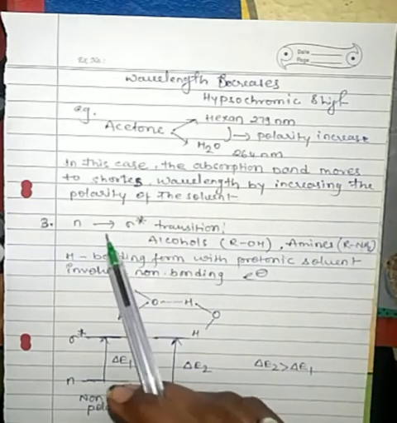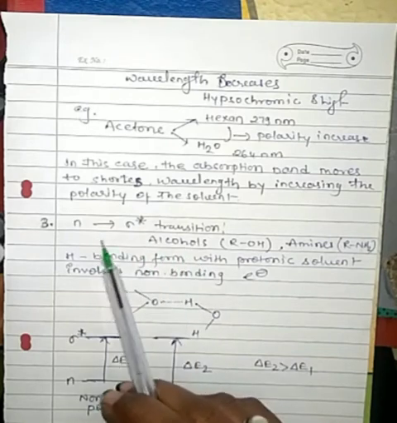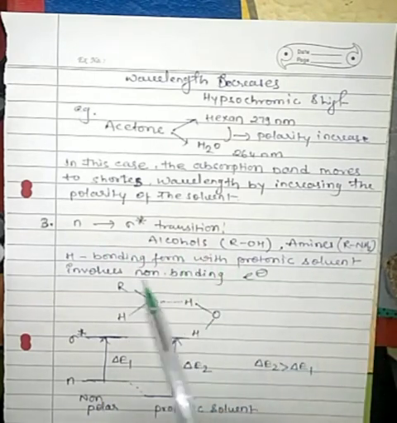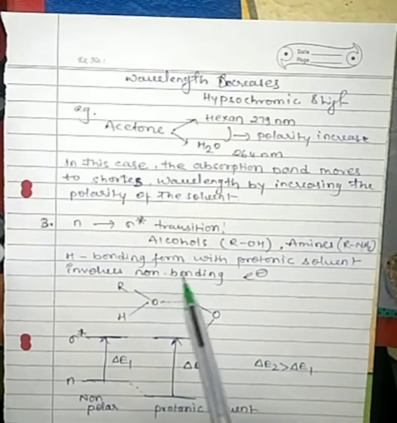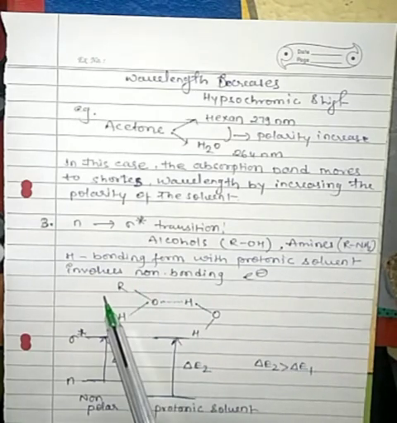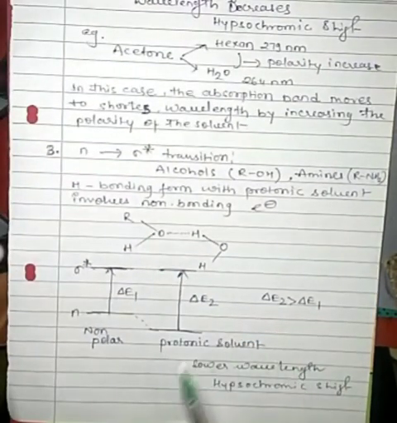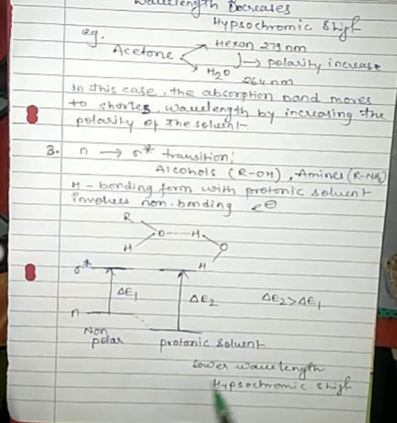Third point is transition from non-bonding to sigma star. We take the example of alcohols and amines. There is hydrogen bonding formed with protic solvent, which involves non-bonding electrons, and here we see the energy level diagrams for non-polar or protic solvent. Lower wavelength gives hypsochromic shift.